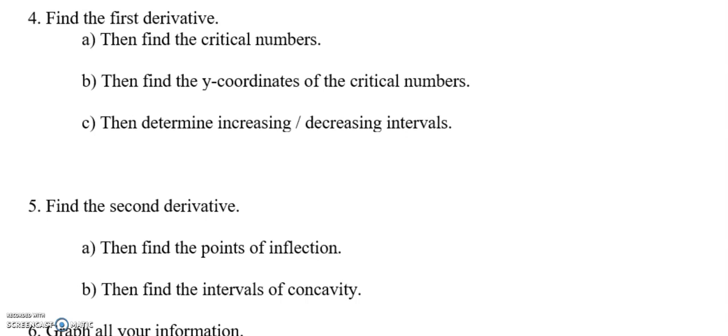So find the first derivative, f prime of x. In doing this, you might need a product rule, a quotient rule, a chain rule, some trig derivatives, whatever it might be, in order to get that derivative. Then you want to find the critical numbers by setting f prime of x equal to 0, or considering where f prime of x is undefined.